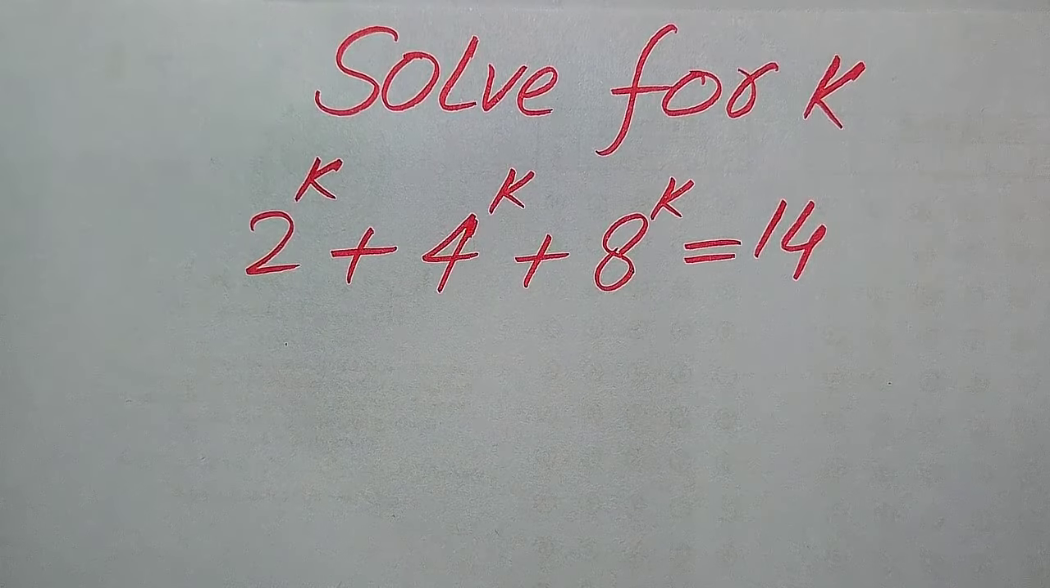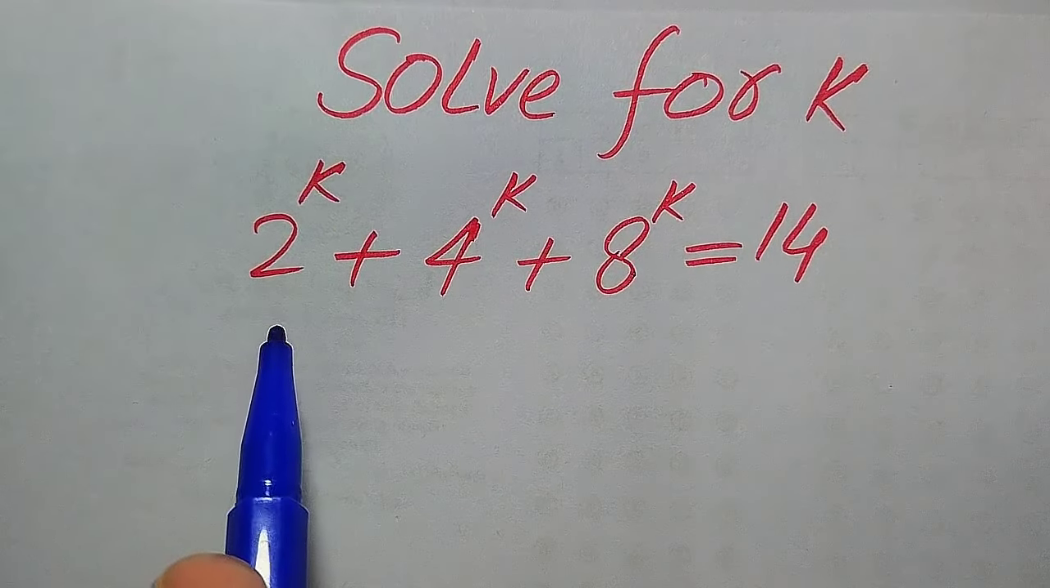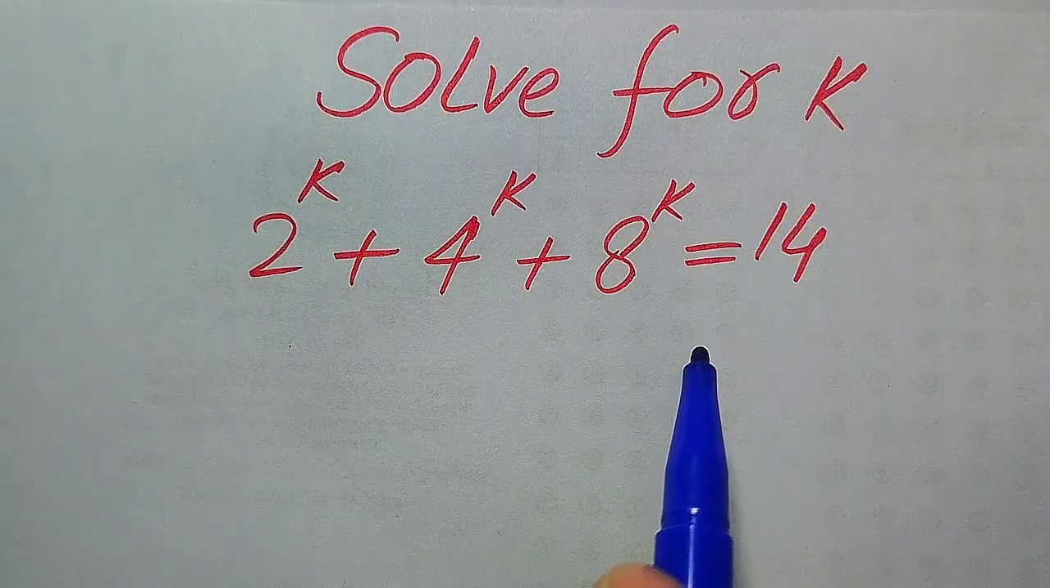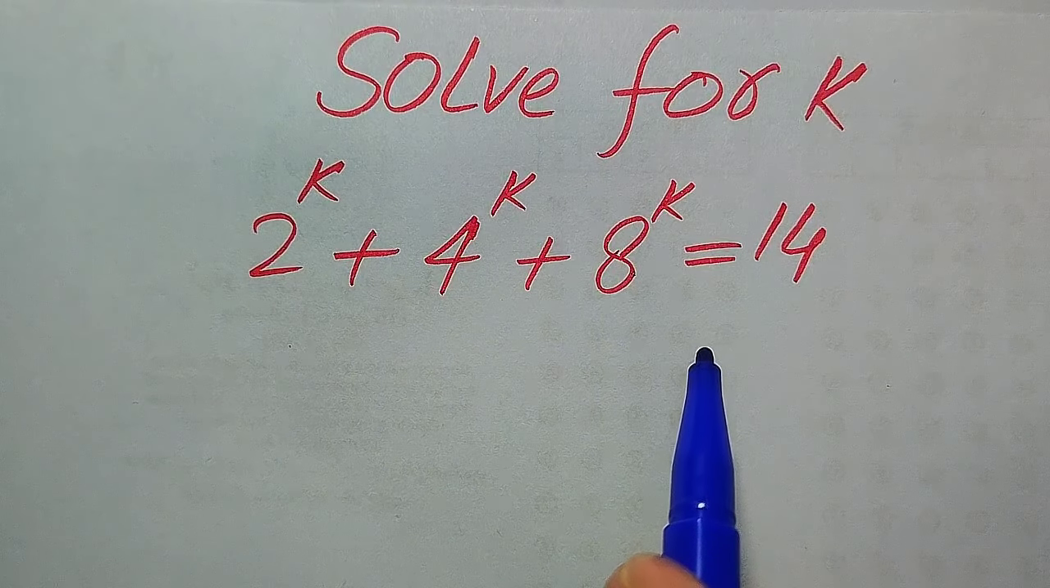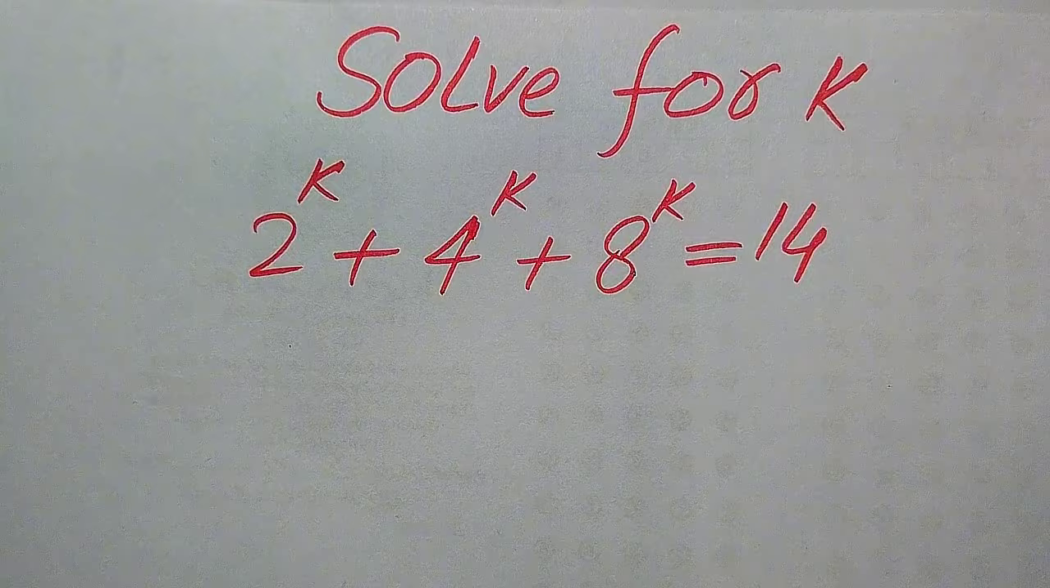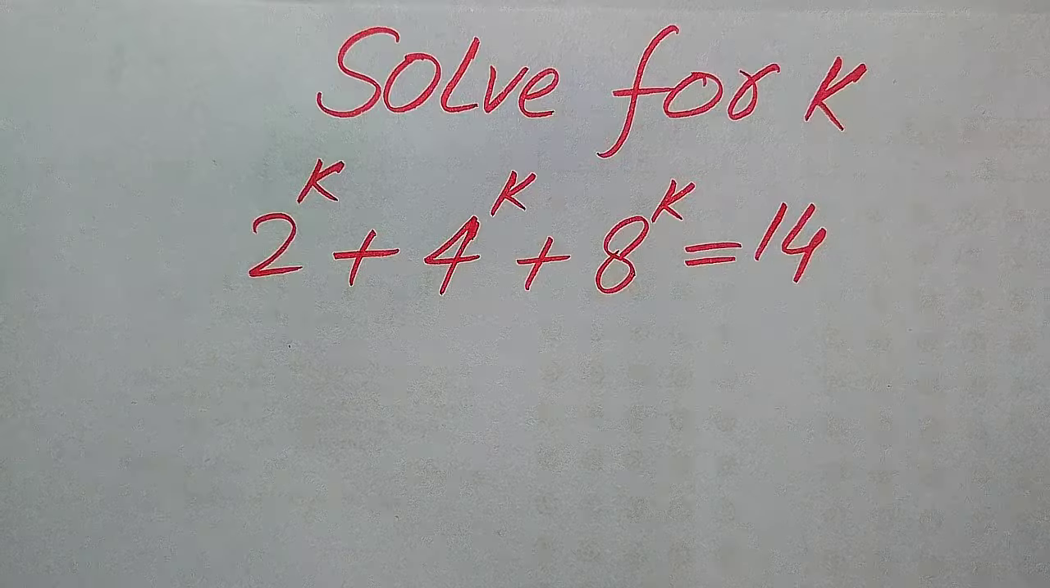Hello everyone, how to solve this problem for the values of k if we have 2 to the power of k plus 4 to the power of k plus 8 to the power of k is equal to 14, and we solve this problem for all the values of k. So here we need to find all the roots of this equation.